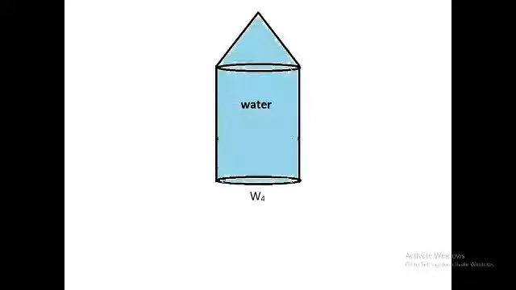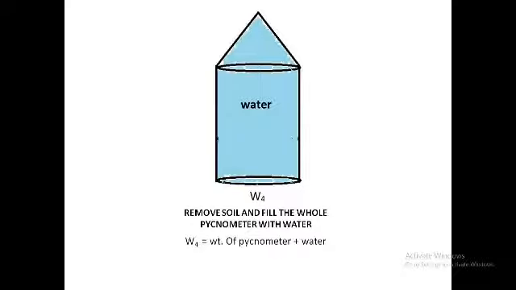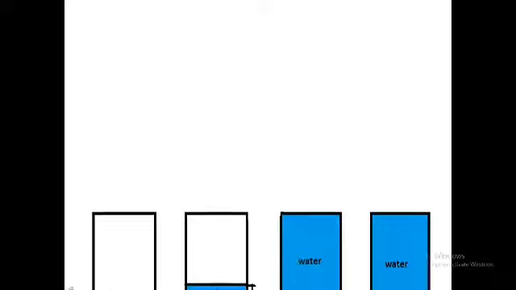And lastly, empty all the contents of the pycnometer and fill it with water. Remove the soil and fill the whole pycnometer with water, weigh it, and this is the weight of the pycnometer plus the weight of the water. Now all these 4 steps can be summarized through a phase diagram just like this.